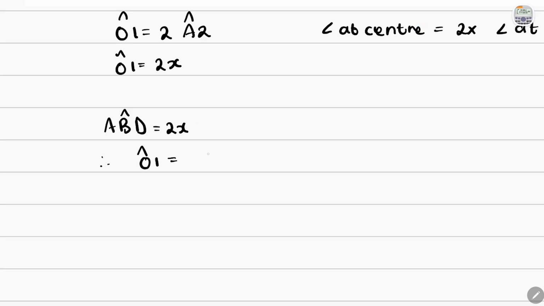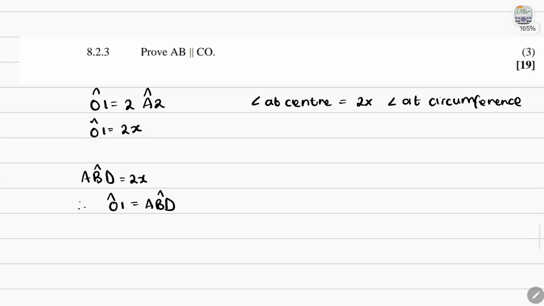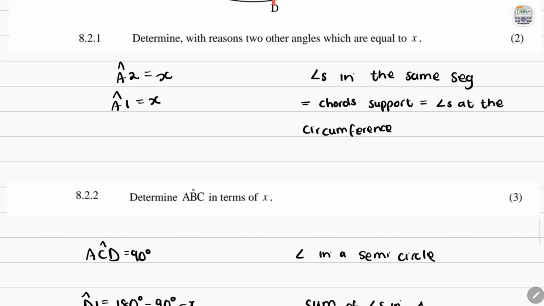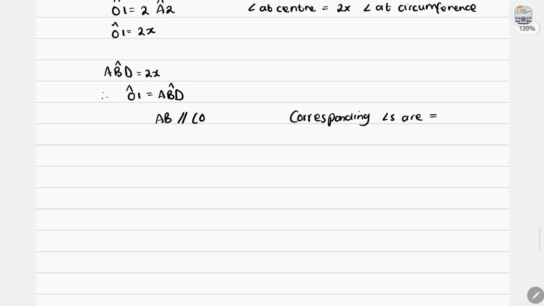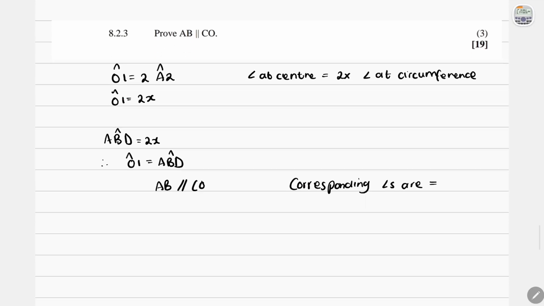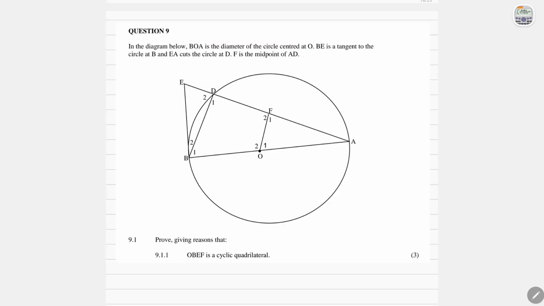So we say angle O1 is equal to ABD, and this now means that line AB is indeed parallel to CO, because we can see that corresponding angles on these lines are equal. Therefore, the lines are parallel. So there we go, and that is it for question 8.